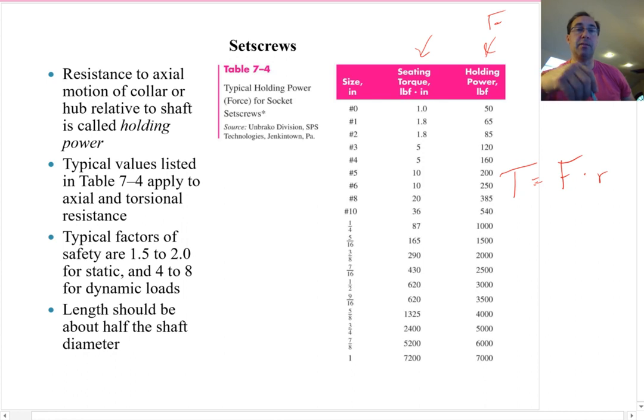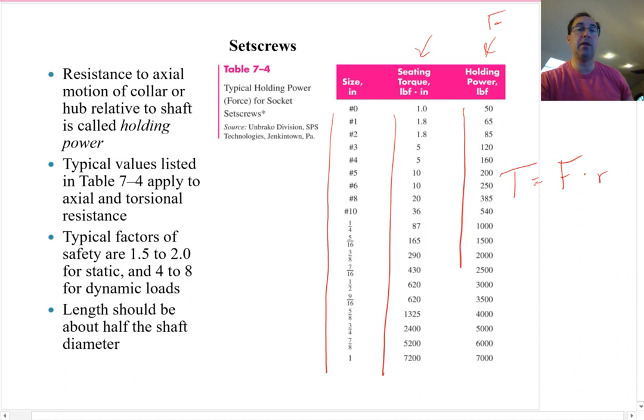This gives you an idea of some of the sizes down here and what kind of torques they require to be seated properly. And these aren't very heavy-duty seating forces, and particularly when you put in representative radii, you'll see that set screws really don't transmit a whole lot of torque at all. So I've only seen these in small, like laboratory test setups or small shafts.